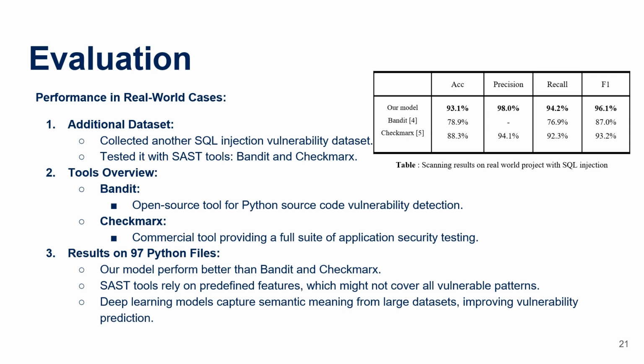It is likely because the SAST tool often relies on features predefined by humans. These features might not be able to cover all vulnerable patterns, since there exist tremendous forms of vulnerability. Deep learning, on the other hand, learns from large amounts of data, can capture the semantic meaning, and predict the vulnerability.